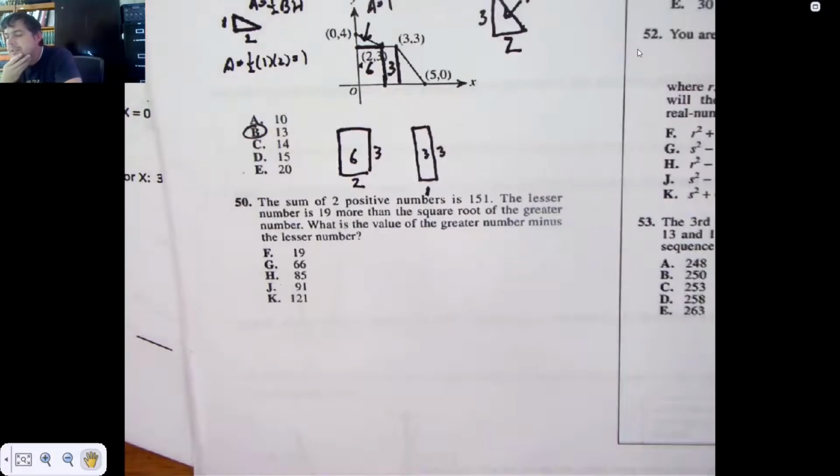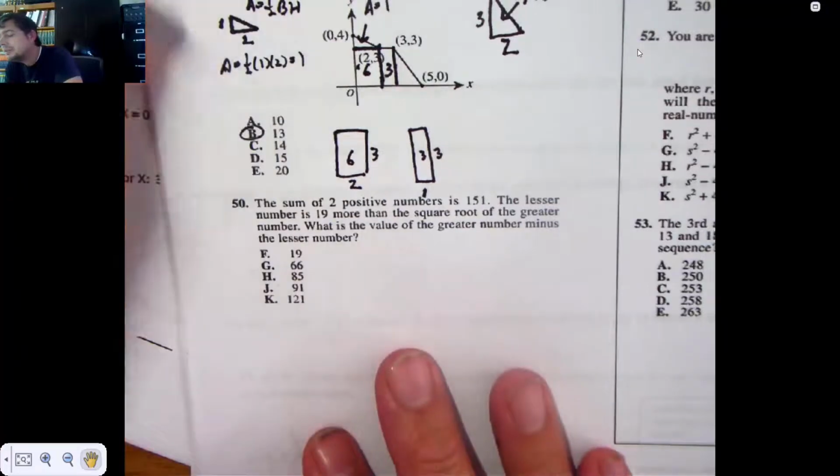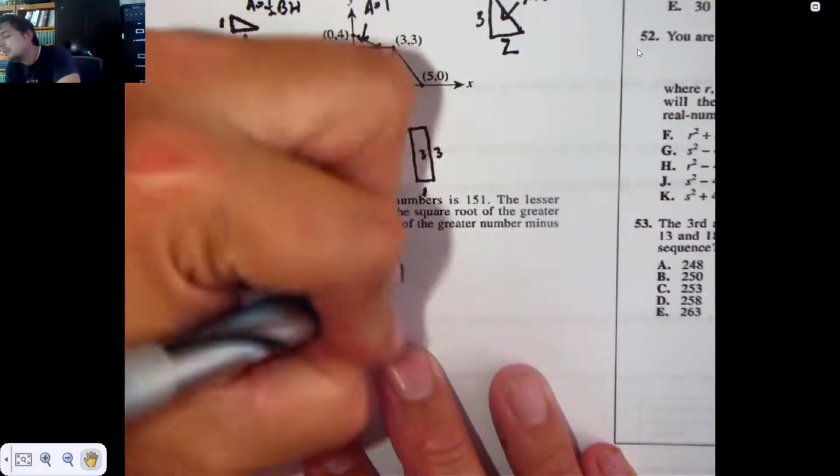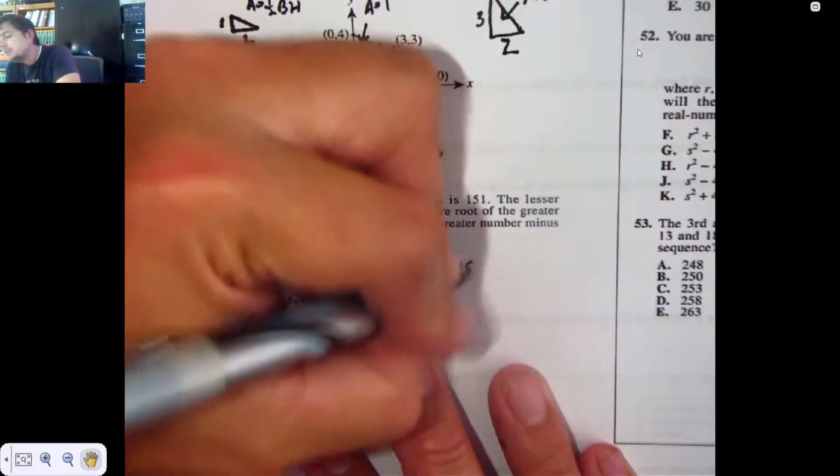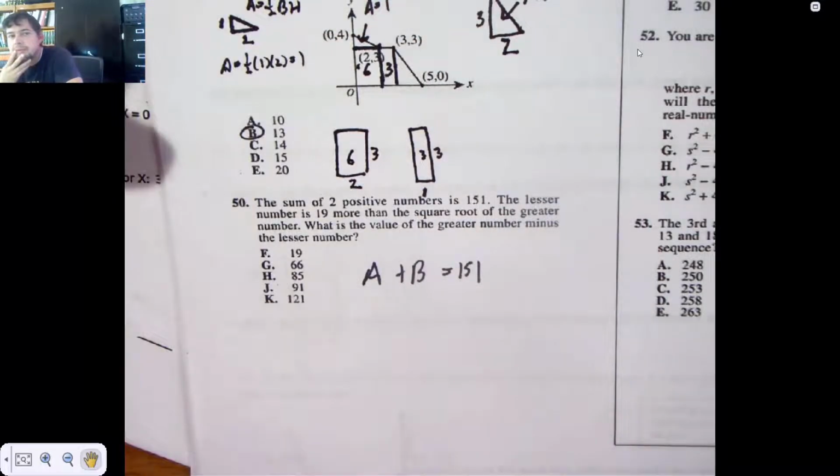The sum of two positive numbers is 151. The lesser number is 19 more than the square root of the greater number. Ugh. What is the value of the greater number minus the lesser number? So the sum of two positive numbers is 151. So A plus B is 151. You can use X and Y if you want. The lesser number is 19 more than the square root of the greater number.